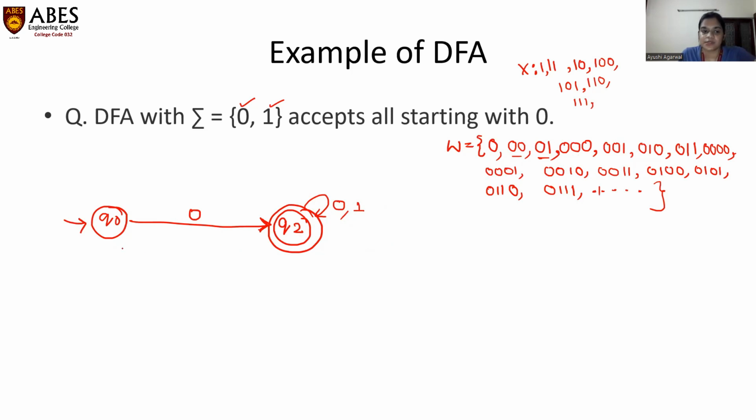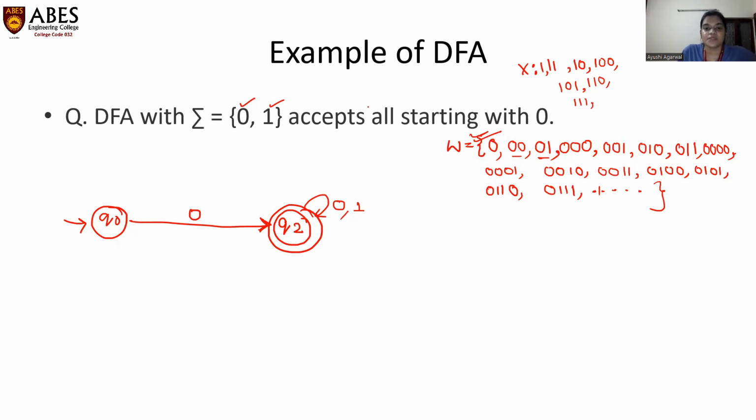4 times 0 is accepted. 3 times 0 and 1 is accepted. 0, 0, 1, 0 is accepted. 0, 0, 1, 1 is accepted. 0, 1, 0, 0 is accepted. 0, 1, 0, 1. 0, 1, 1, 0. All these strings that we have written over here in this particular set of W are accepted. But what if we get some kind of string which is non-accepting? That should also be shown over here in our diagram.